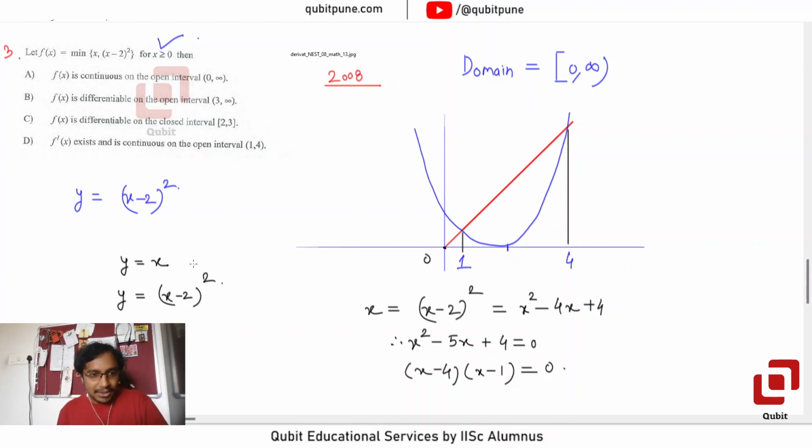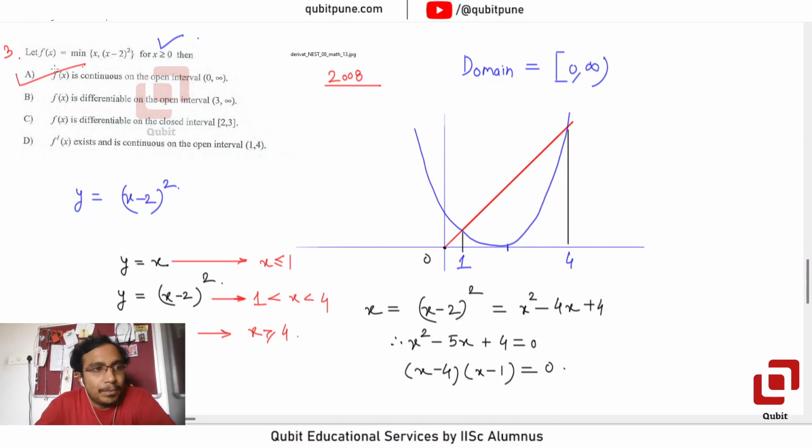So this definition is for x less than or equal to 1. This definition is for x in between 1 and 4, and this definition is for x greater than or equal to 4. So it is definitely continuous on the open interval, correct? So A is correct.